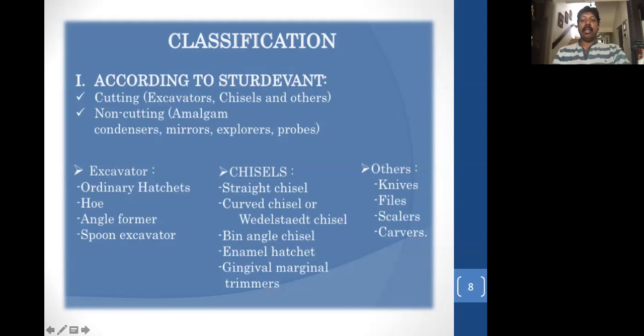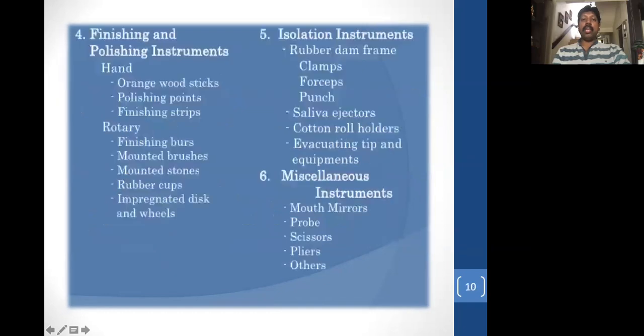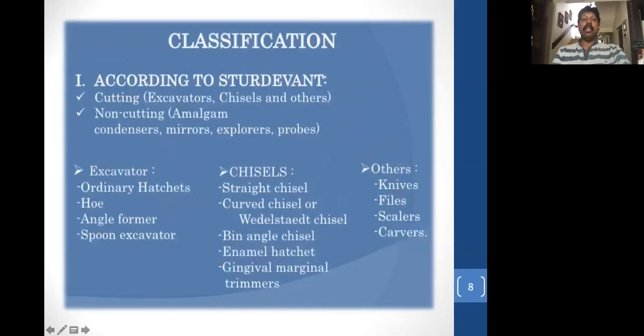Then non-cutting. Non-cutting is amalgam condensers, mirrors, explorers, and probes. Is it clear? This is according to Studevant.